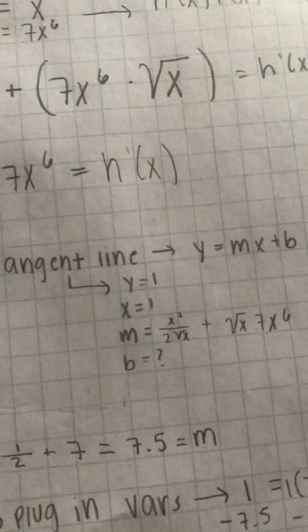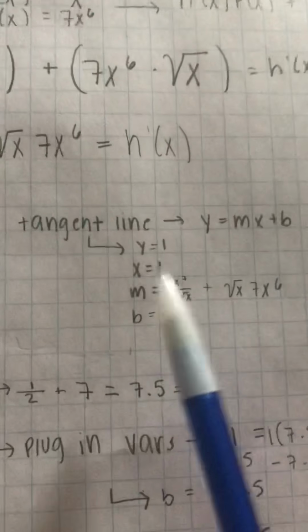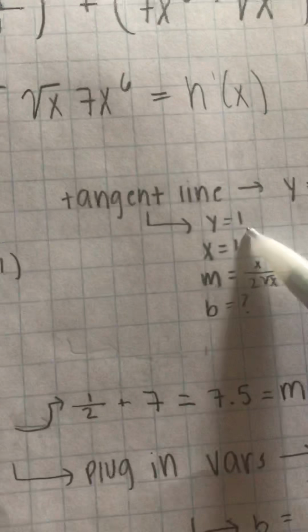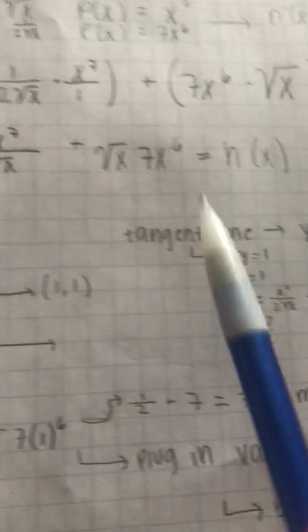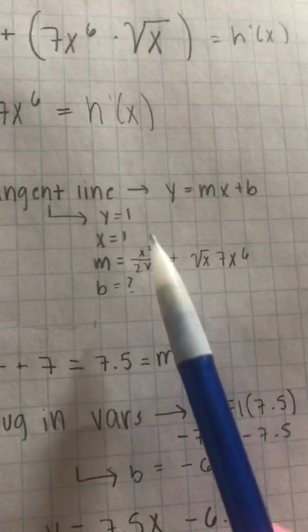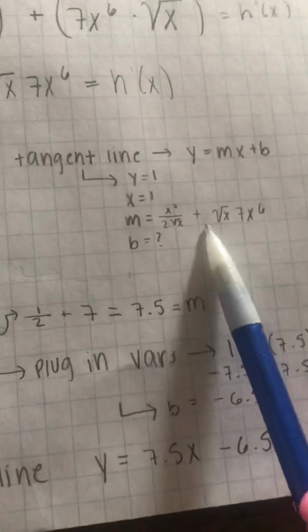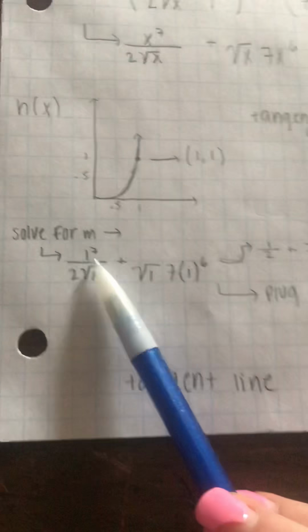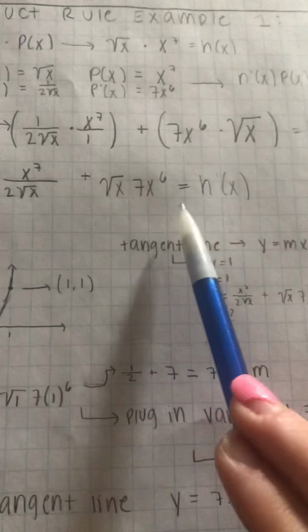So first thing I did was define all my terms. For a tangent line, my equation would be y equals mx plus b. In the equation, I'm finding 1, 1, so y equals 1 and x equals 1. The slope, which is m right here, is equal to what I just solved for as the derivative. So I'm going to have to plug 1 in for x and solve that out. And then b, I don't know yet. So the first thing I did was I solved for m. I plug 1 in for every time it says x in my derivative equation. So every time you see x here, I plugged in 1.